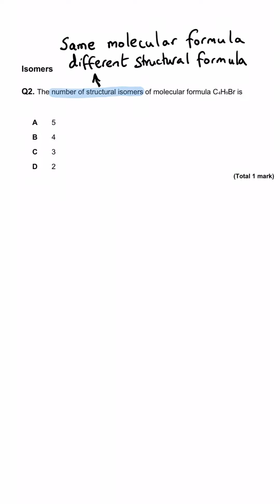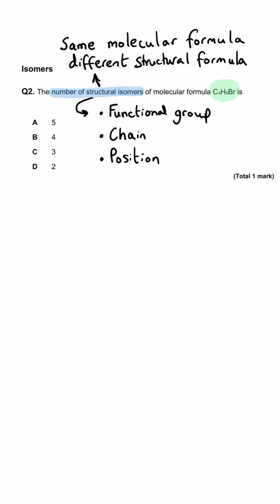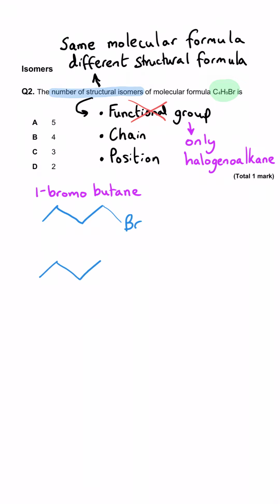Here we're being asked what the number of structural isomers of C4H9Br is. Now, structural isomers can be functional group or chain or position. There is no way we can get a different functional group from this collection of elements, so we are looking at chain and position. So the most logical sequence that we could get for this is a chain of 4 carbon atoms that looks like this. And then the bromine could either be in position number 1, like this, or we could have that same chain of 4, but the bromine could be in position number 2. So that is 2 structural isomers so far.